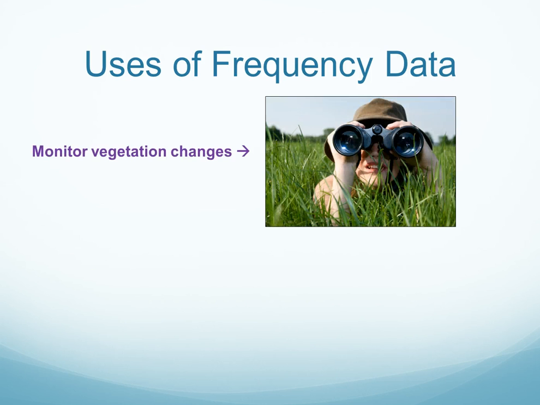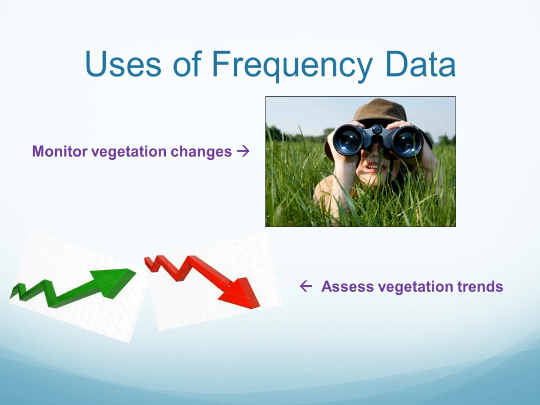We use frequency data to monitor changes in vegetation. It's very sensitive to changes in vegetation, and so we can use it to assess trends. We use it to compare one site through time, so we can collect frequency data in multiple years and look at how the vegetation has changed at one site, or we can use it to compare two different sites that have the same species.